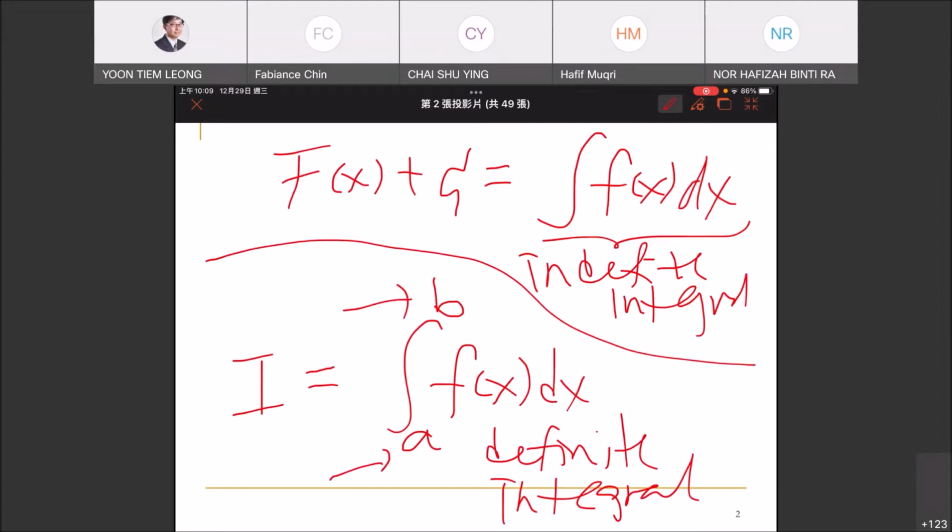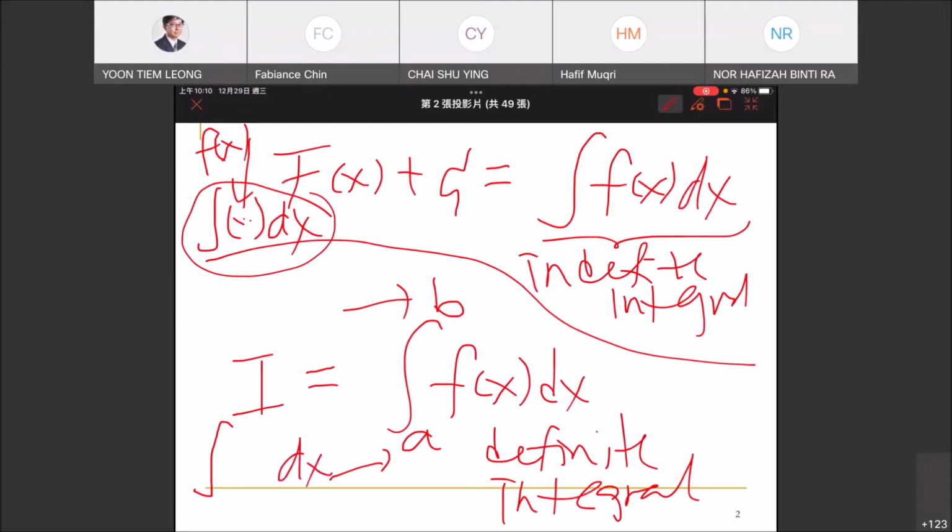The symbols of both integrals are purposely designed to look alike, but they are actually different things, right? For indefinite integrals, you have a symbol like this, then a container, then a dx. Inside here you have a function. So this indefinite integral represents the antiderivative, whereas for definite integrals you have a container where you put in the function, and you also have a limit, right?